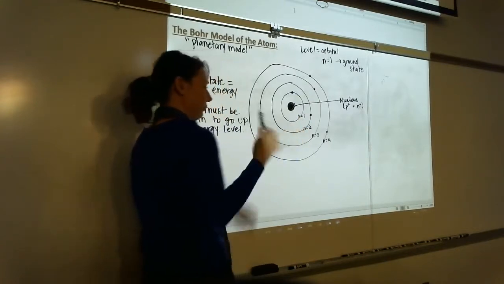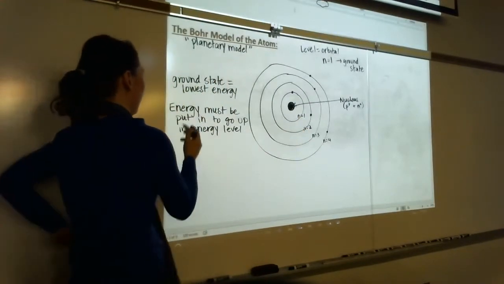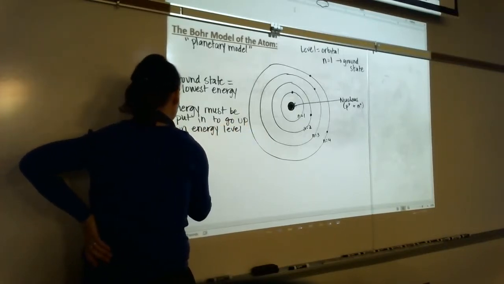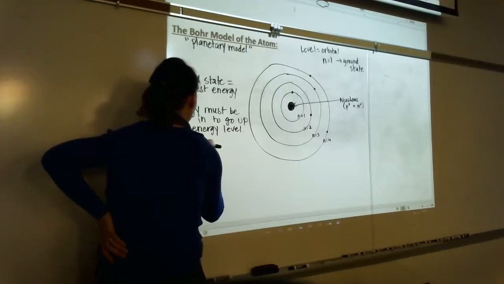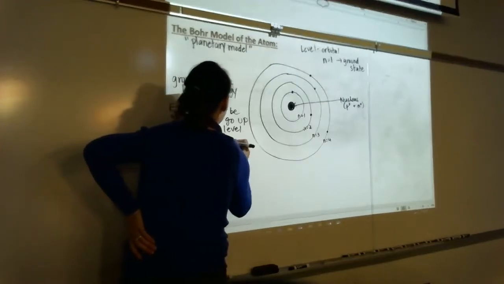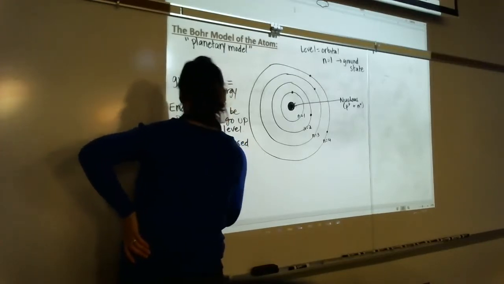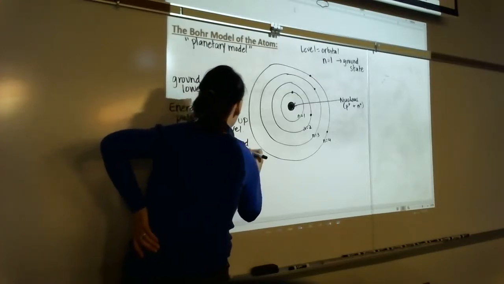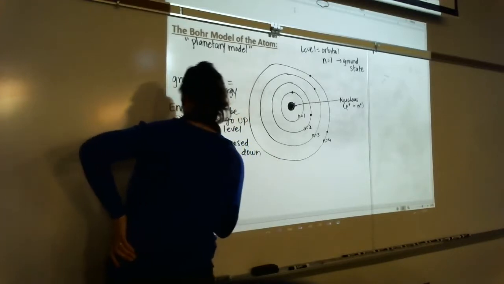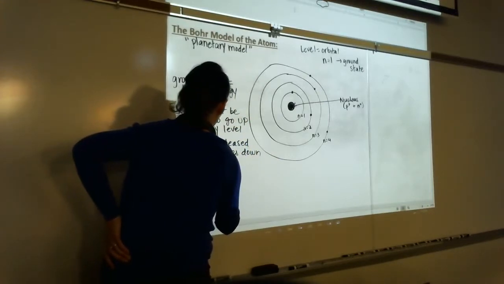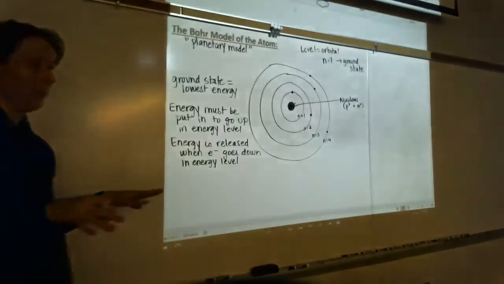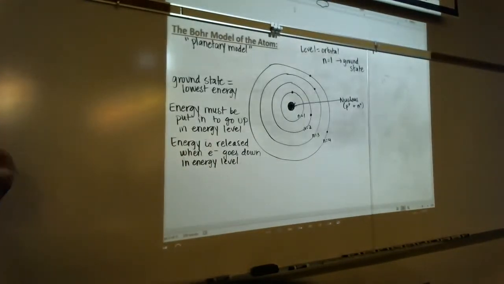So you can think of that in terms of human relationships. And when you go down an energy level, energy is released when the electron goes down in energy level. So it takes energy to go up, but you get that energy back when you go back down. Okay? This is the Bohr model.